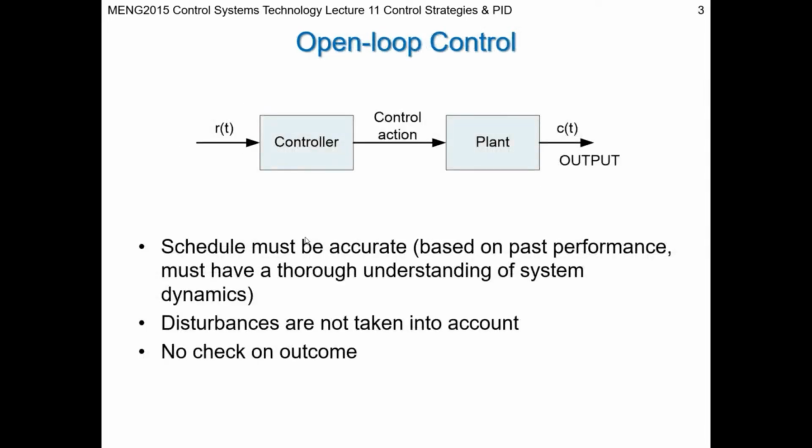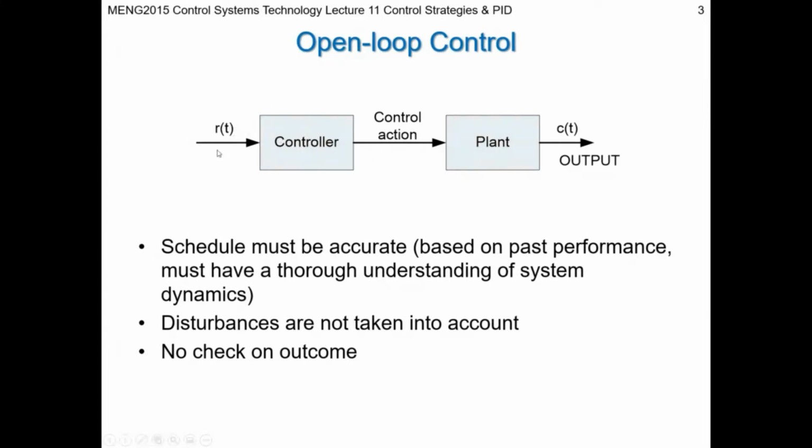This is an open loop control strategy, and some issues or considerations around it. If you have an open loop controller and you want your output to reflect your input, then that means you have to have a very predictable plant, right? And you also have to have a controller and control action that is, how I describe it, well informed.